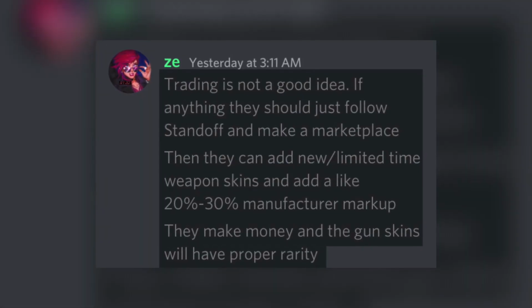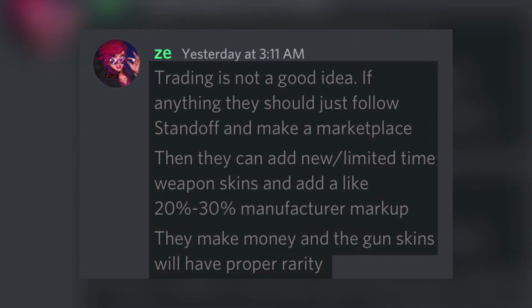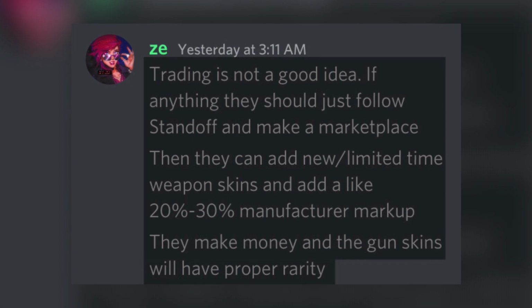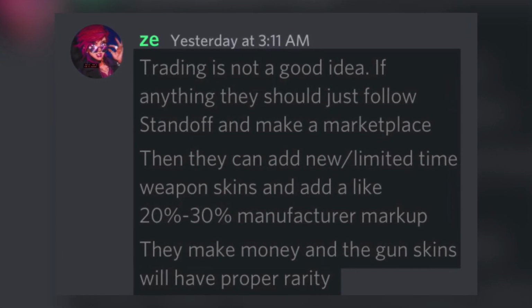Trading is not a good idea. If anything, they should just follow Standoff and make a marketplace. Then they can add new limited time weapon skins and add like a 20 to 30% manufacturer markup. They make money and the gun skins will have proper rarity.